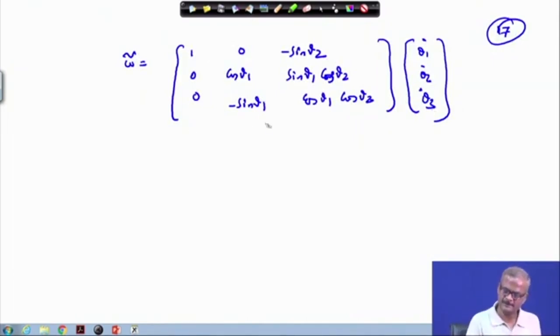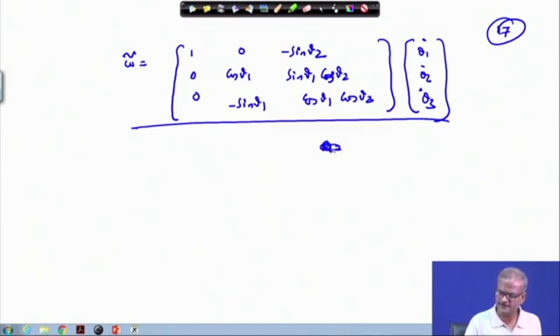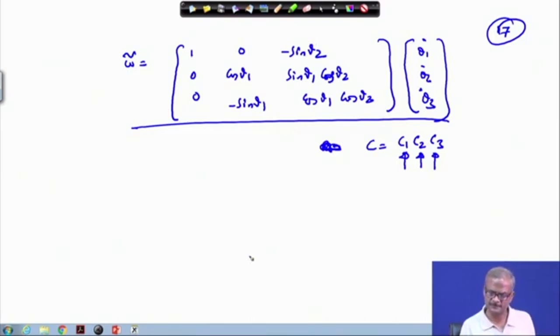So, remember that this is a result of the rotation where we have indicated this rotation by C equal to C 1, C 2, C 3, meaning first rotation about the Z axis, then about the Y axis and then about the X axis. If you change the order of this rotation, this matrix is also going to change, it will not remain the same.